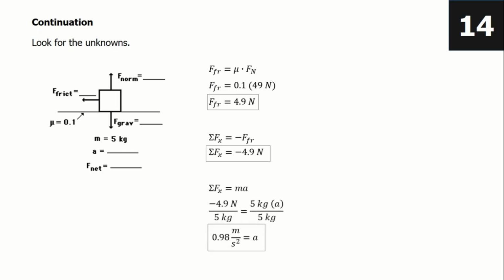Okay, so we can already solve for the acceleration here. Acceleration will be equal to the net force divided by the mass. The net force is negative 4.9 Newton divided by the 5 kilogram mass. So 4.9 divided by 5 will be 0.98. Newton divided by kilogram, again, is meter per second squared. So my acceleration is also negative, or to the west. Same with the direction of the net force.